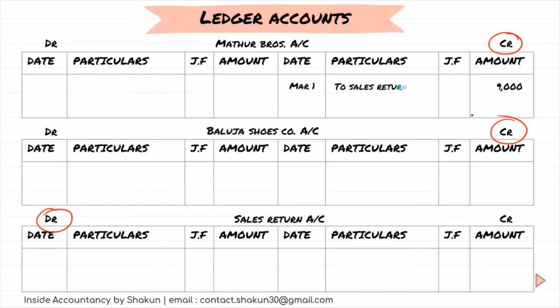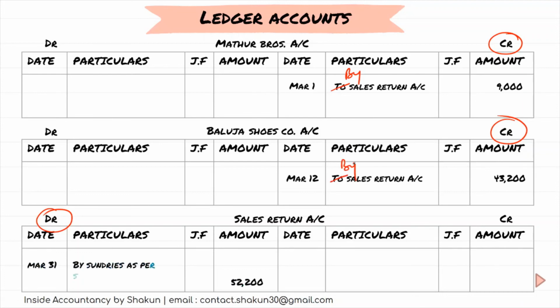Just have a look. Sorry, I have again made an error here. So in the respective ledger accounts we will write by sales return in Baluja Shoes and in Mathur Brothers, and in sales return account on the debit side we write to sundries as per sales return book and the total amount is mentioned. Okay, so this is how we do ledger posting from the purchase return or sales return book.